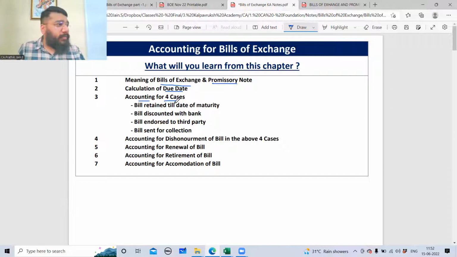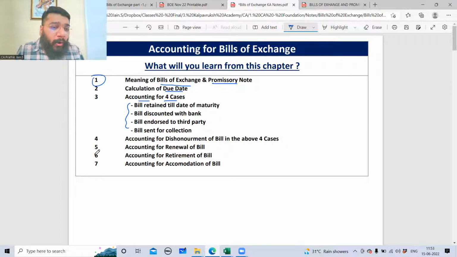Accounting for 4 cases. What will happen if the bill is retained till the date of maturity? What is the accounting treatment when the bill is discounted with the bank? What is the accounting treatment when the bill is endorsed to a third party like a creditor? What will be the accounting entry if the bill is sent to the bank for collection? Right? So this you will be learning. And accounting for dishonorment of bill. So in the above 4 cases, if the bill is getting dishonored, what is the dishonorment entry? And then finally, accounting for renewal of bill and accounting for retirement of bill.